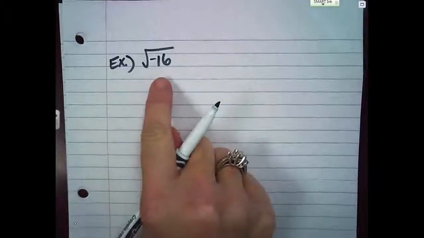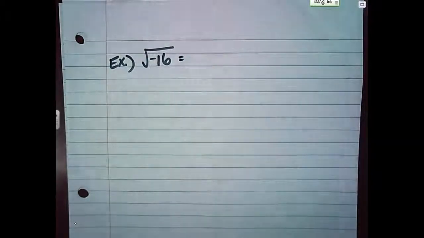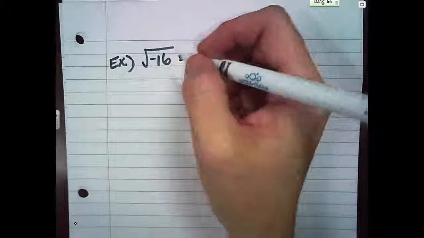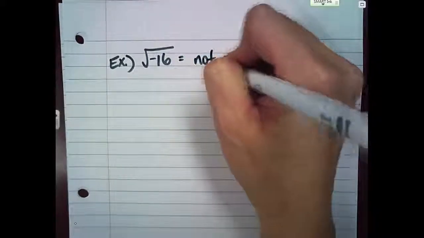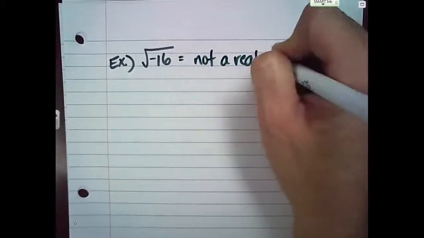Okay. Does anybody know actually what this answer is? It has an answer. It's for what? Good. It's for i. Okay? But we're not there yet. So for now, we'll call this no, it doesn't have a real solution, right? It's not a real number. It has an answer. It's not no solution. It's just not a real number. The answer is an imaginary number, for i.